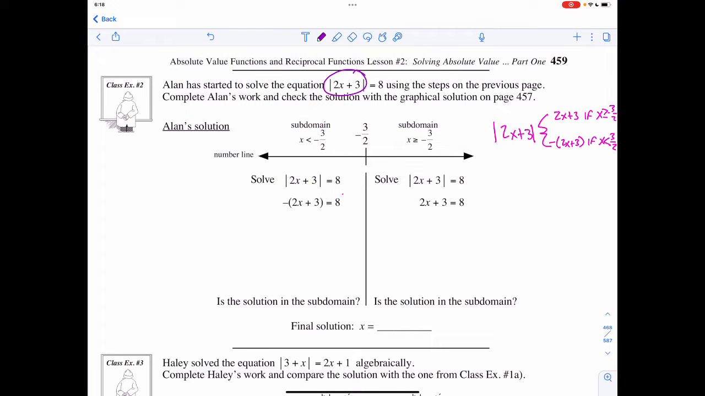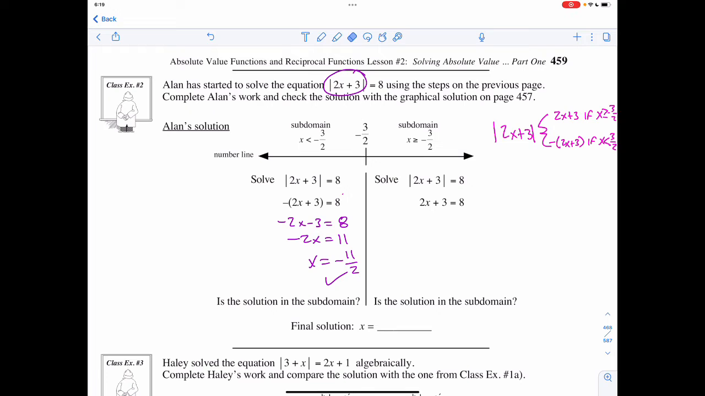And then he's just solving it. If negative of 2x plus 3 is equal to 8, then negative 2x minus 3 would equal 8. Negative 2x is going to, when I move the 3 over, equal 11, and x would equal negative 11 over 2. And then I just double check. Is the solution I got here, negative 11 over 2, smaller than negative 3 over 2? It absolutely is. So there's one of my solutions.